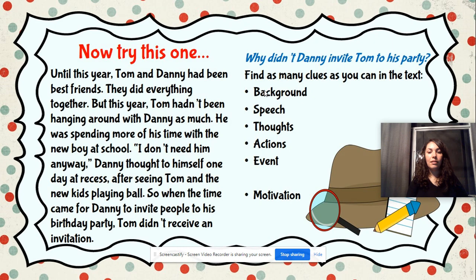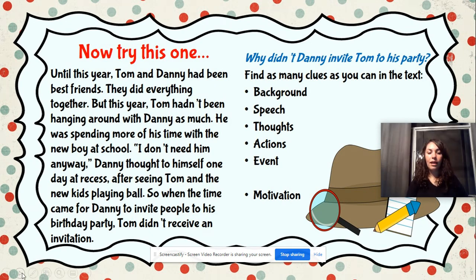You're going to look at the acronym. I just realized that it's supposed to be BEST AM so that you can better understand it. Sorry. So go ahead and look for background, speech, thoughts, actions, event, and motivation. You'll see it at the end before the exit ticket, what I mean by the acronym, so that you can better understand and know what the clues are that I'm looking for involving the character. When I say go, pause the video and read the passage looking for your clues about the character's background, speech, thoughts, actions, event. This will lead to character motivations. Go.